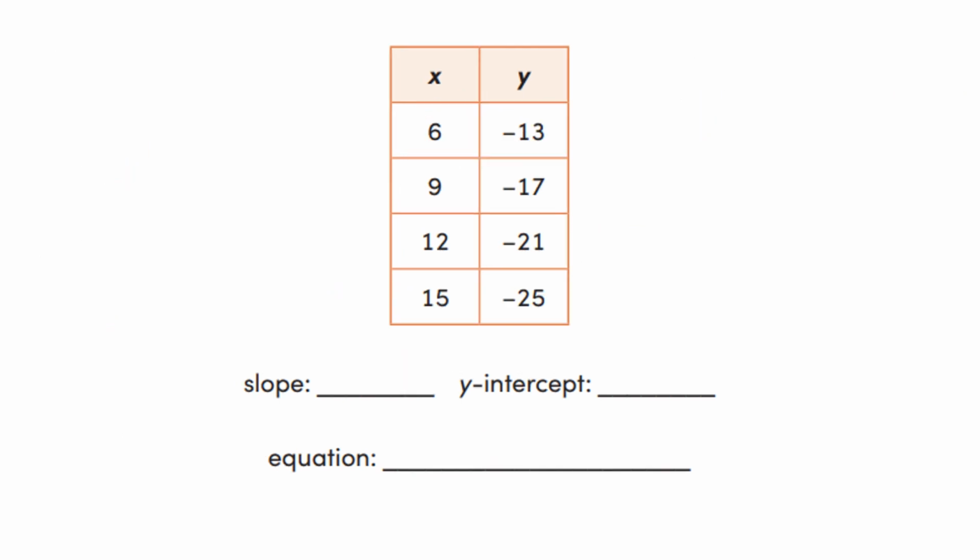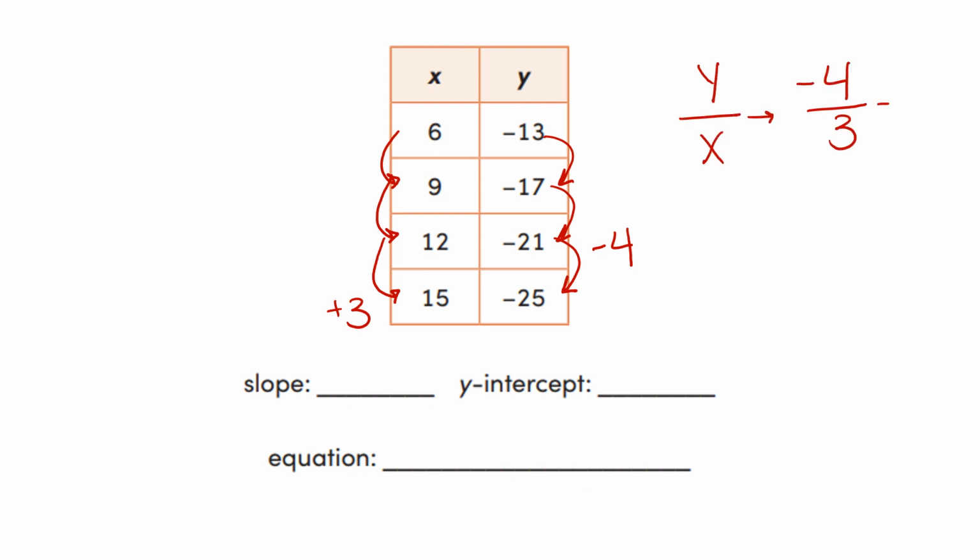Last problem, we have the pattern 6, 9, 12, and 15, which is a pattern of +3. -13, -17, -21, and -25 is a pattern of -4. We set up our fraction as y over x, -4 divided by 3. If you type that in on a calculator, you would get a repeating decimal, which is -4/3 written as a fraction. Now we want to set up our problem as an equation, y equals mx plus b.